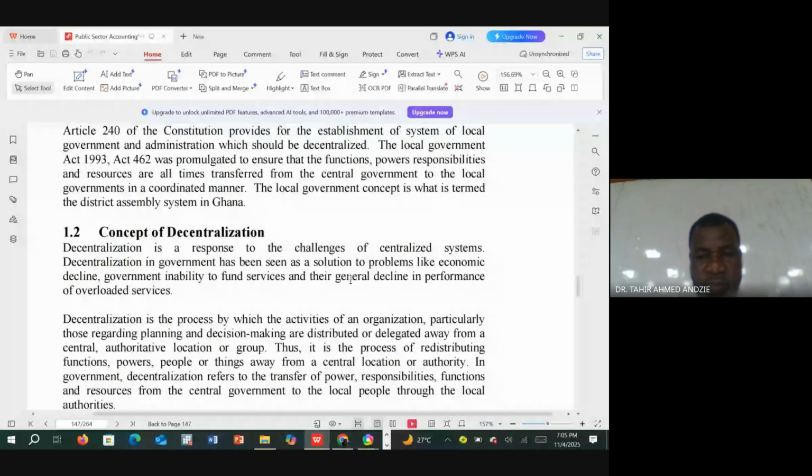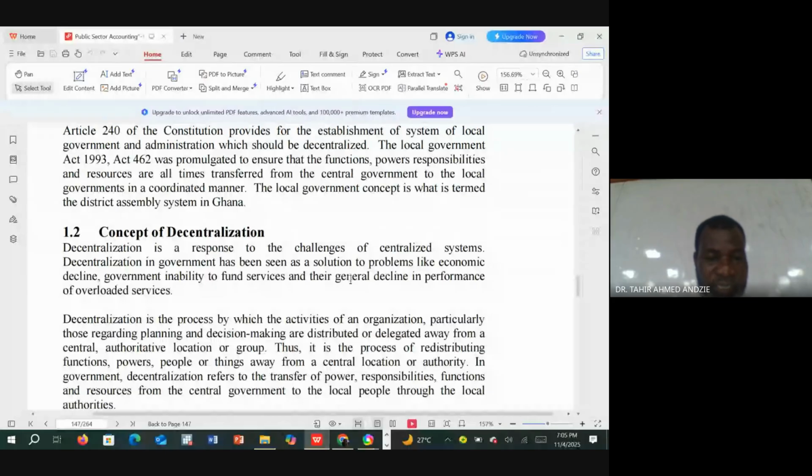Some districts declined in terms of economic development, there was government inability to fund services, and a general decline in the performance of overloaded services. You see, if everything is centralized at the national government, they will be overloaded with a lot of services they have to provide. And also some districts will be deprived of development. That was the problem before decentralization came in to solve the problem of centralized governance.